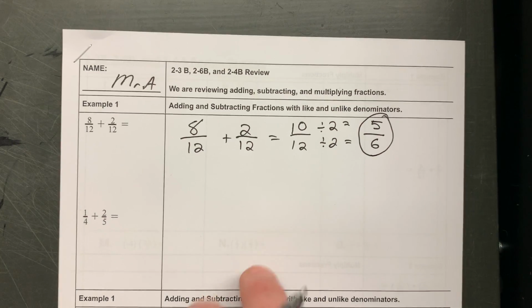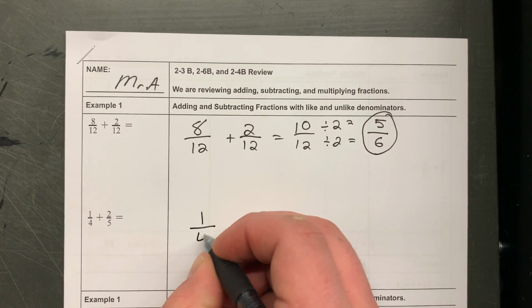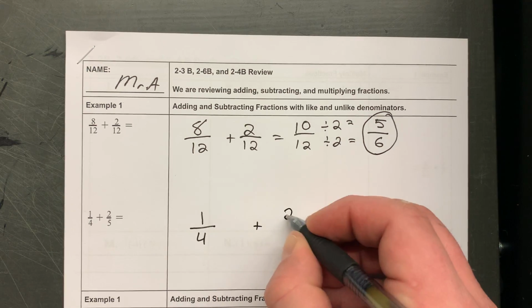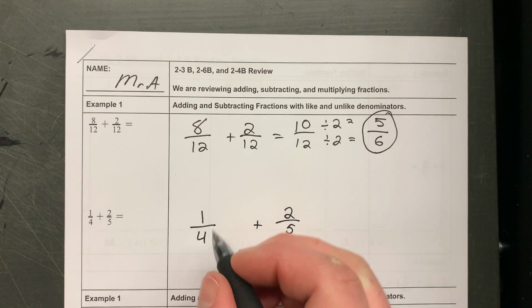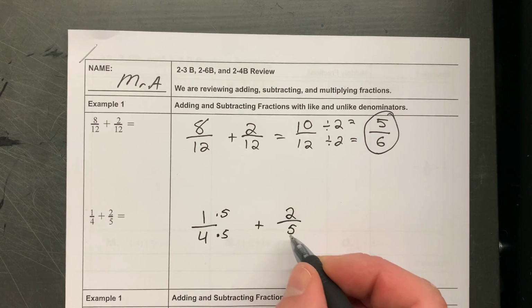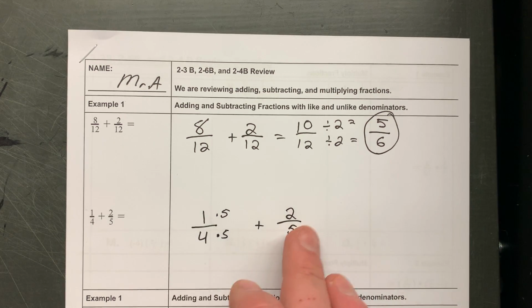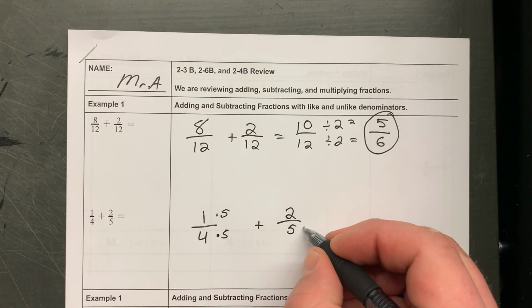If I look down here to my next one, I see that I have unlike denominators. So I know I need to change them right off the bat. If I try to change them, I can't find a number besides multiplying them by each other. So this side I'm going to multiply by 5, since that's the denominator over here. And then this fraction I'm going to multiply by 4, since that's the denominator on this side.